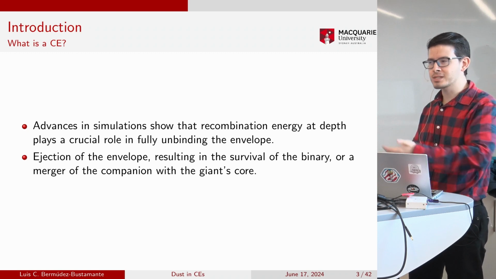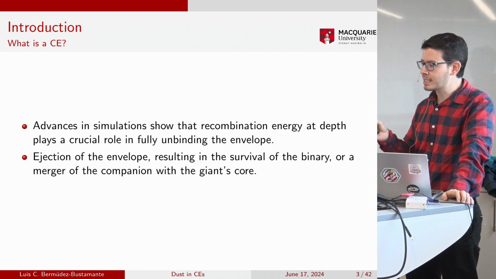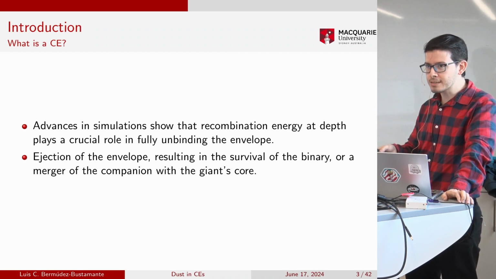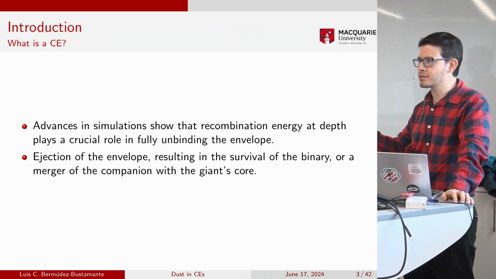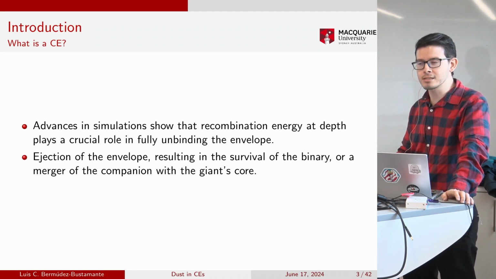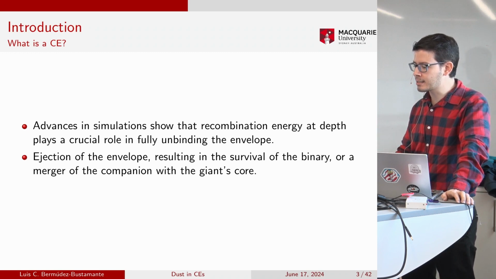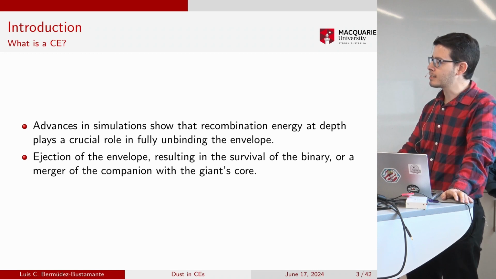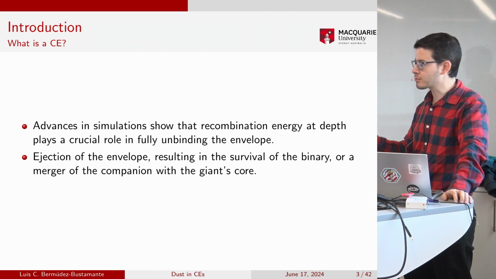In numerical simulations, we often have that the ejection of the envelope is not complete because there is not enough transfer of energy and momentum. So often we take into account recombination energy to unbind this envelope. And this is going to be important later.